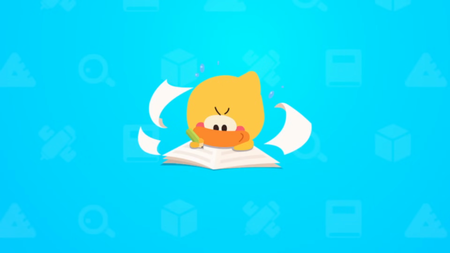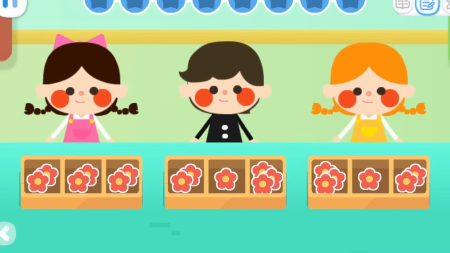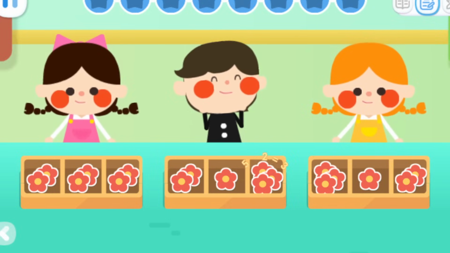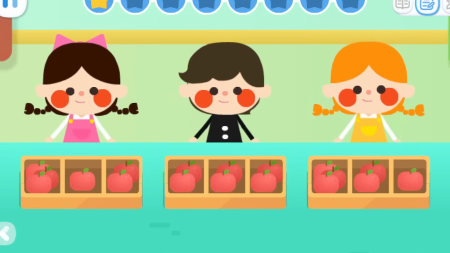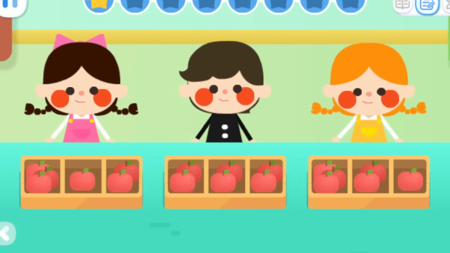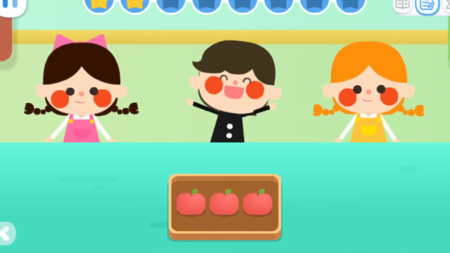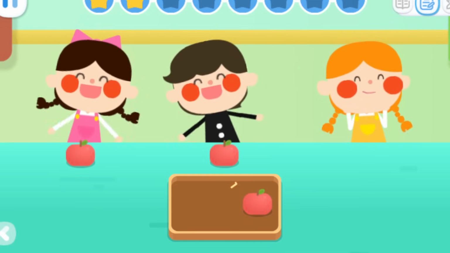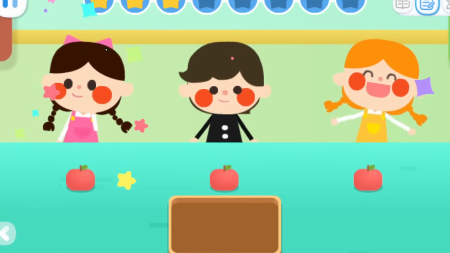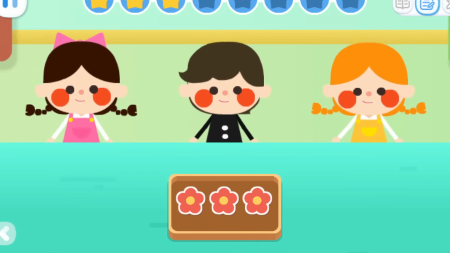Practice with Quacky! Basic exercises. These little red flowers should be equally divided into 3 portions. Who did it correctly? No, it's not right. These apples should be equally divided into 3 portions. Who did it correctly? No. How can we divide 3 apples equally among 3 kids? How can we divide 3 little red flowers equally among 3 kids?